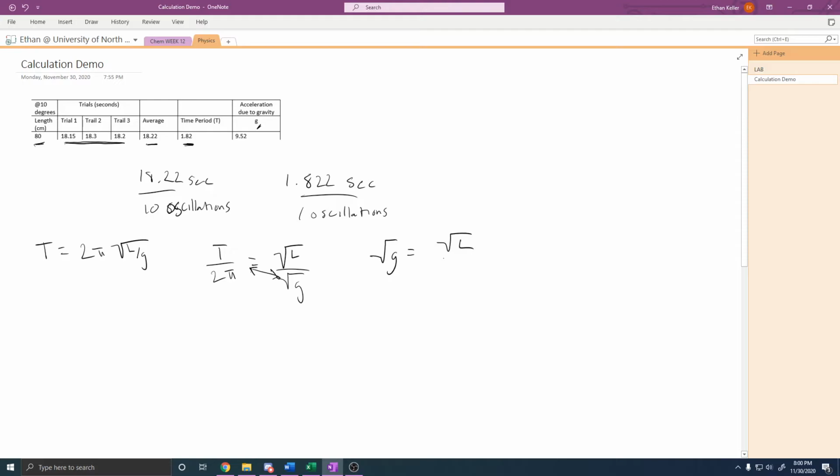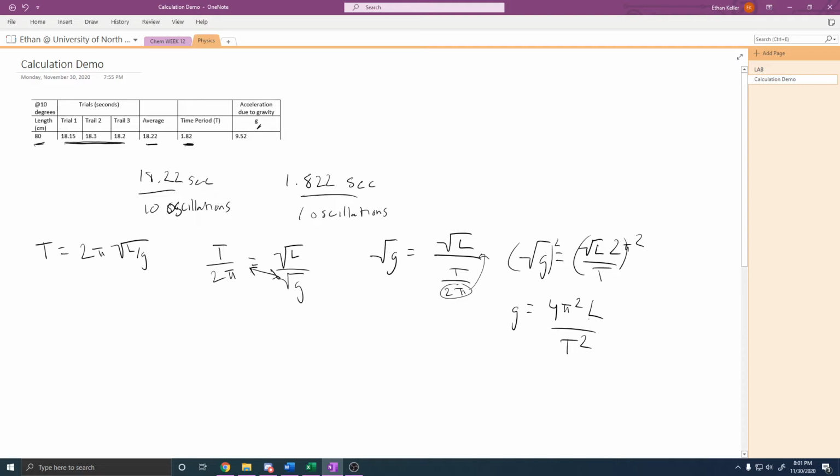and we're going to get square root of G is equal to square root of L divided by T divided by 2 pi, right? So now we know this denominator right here is gonna flip up to the top. So we're gonna get the square root of G is equal to the square root of L times 2 pi divided by T. Now let's square both sides. We get G is equal to 4 pi squared times L divided by T squared.